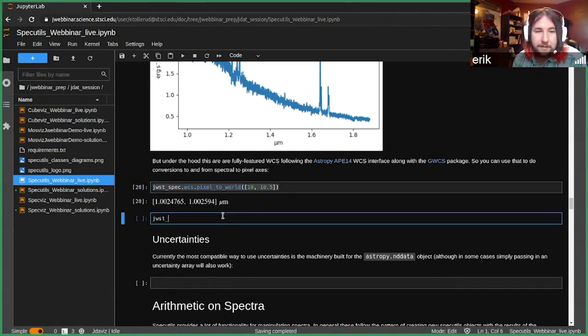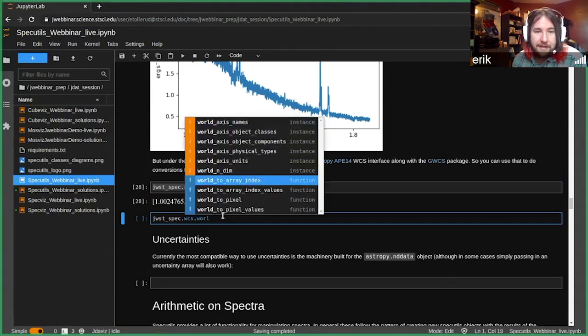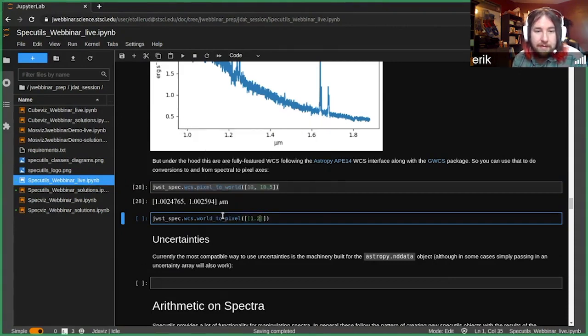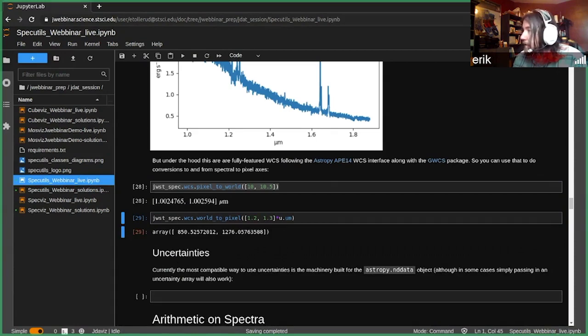This will also, of course, go the other way. You can ask things like, I want the pixel that corresponds to 1.2 and 1.3 microns. That works just fine. And that gives you pixel numbers that are fractional, just as you'd expect.